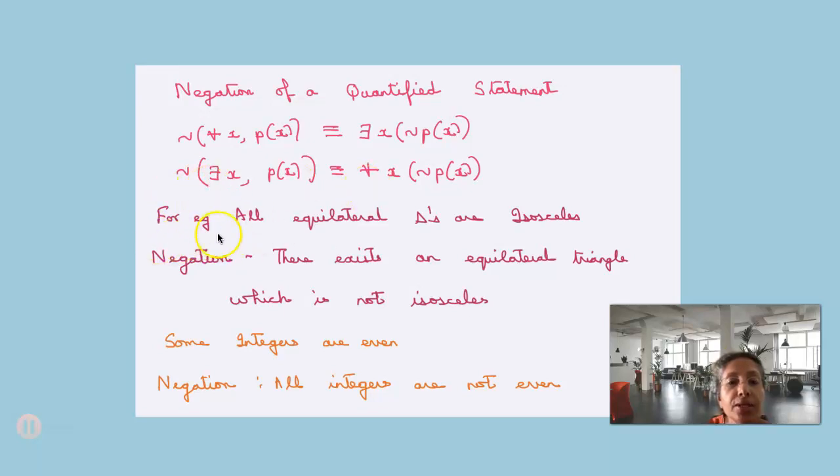For example, all equilateral triangles are isosceles. So the negation will be there exists an equilateral triangle which is not isosceles. Some integers are even, so the negation will be all integers are not even.